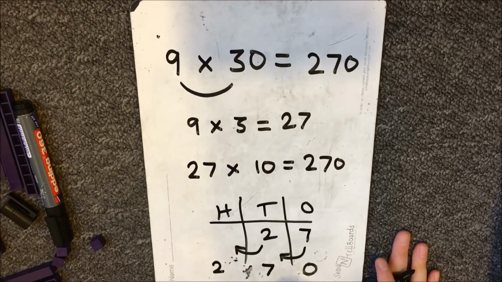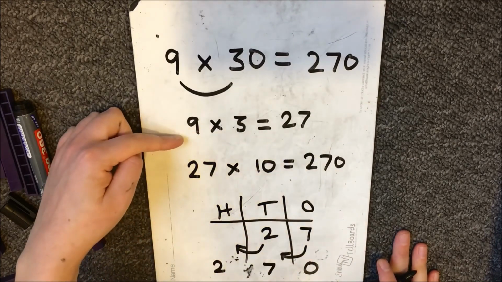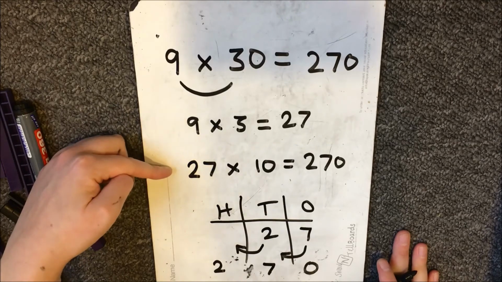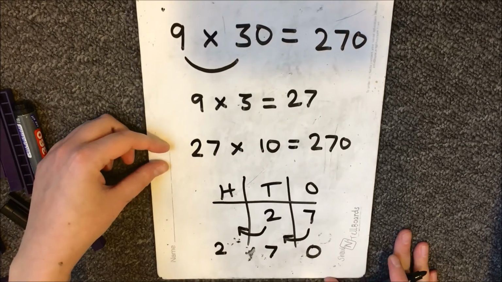Okay, on your portfolio, you've got lots of number sentences like these. To solve them, you need to write your secret times table and then times that by 10. Have a go at doing that now.